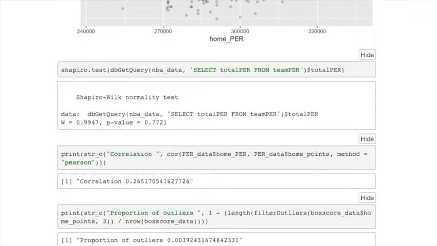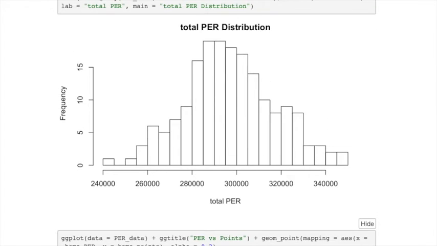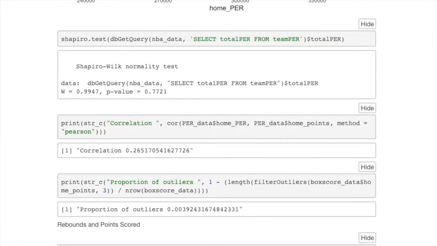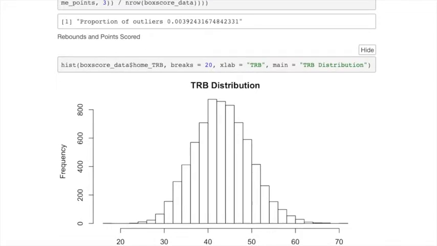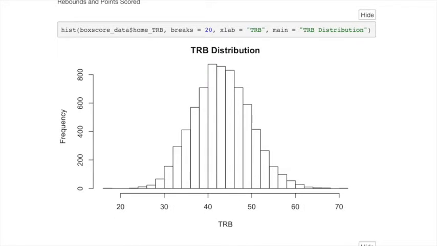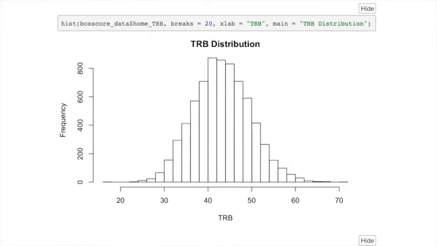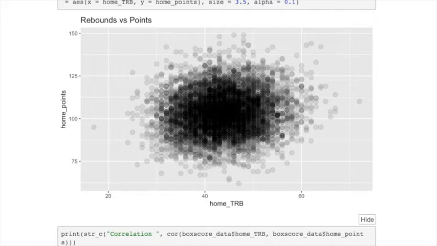I also did a Shapiro-Wilk normality test because I wasn't sure from visual analysis alone if the PER was normally distributed. But with a p-value of 0.77, it seems to be okay. I also repeated the same thing again for total rebounds, and it seems to be normally distributed, but there doesn't seem to be really any correlation.